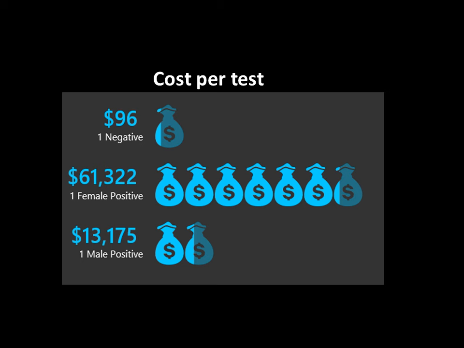We wanted to find another way to guide outreach efforts. So why not money? We calculated that to identify one positive female, our CBOs spent a total of $61,000 before identifying one positive, and a little over $13,000 to identify one male positive. So that's a pretty huge difference.